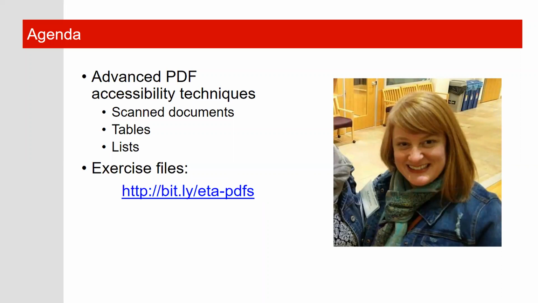Today's session will cover advanced PDF accessibility techniques, such as working with scanned documents, tables, and lists. Most folks find it challenging to both watch and do hands-on work during a webinar. However, if you wish to try to follow along, you can access the exercise files that I'll be using today online via Box. I'm pasting the link you'll use to access those in the chat now. I'll also send you that link in my follow-up email following the webinar. I suggest watching today and then downloading the files to work with in conjunction with the webinar recording so you can work at your own pace.